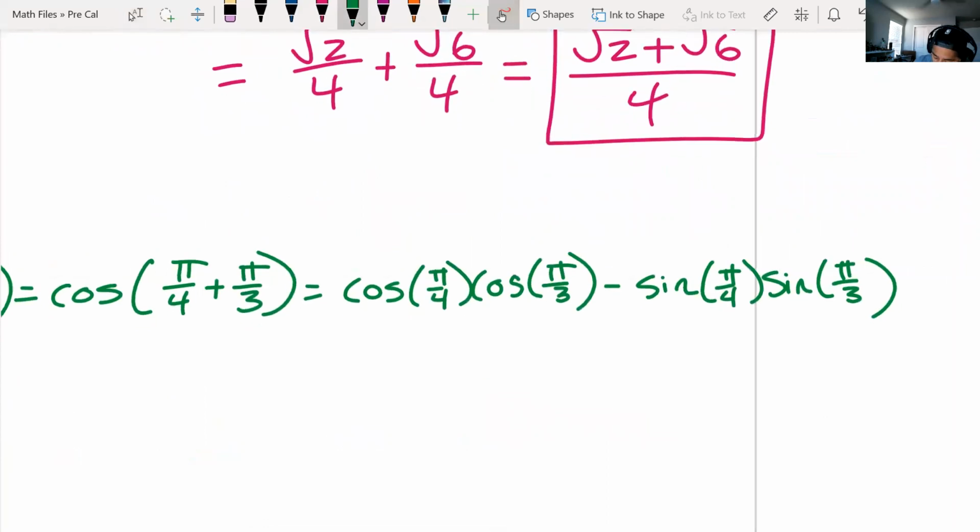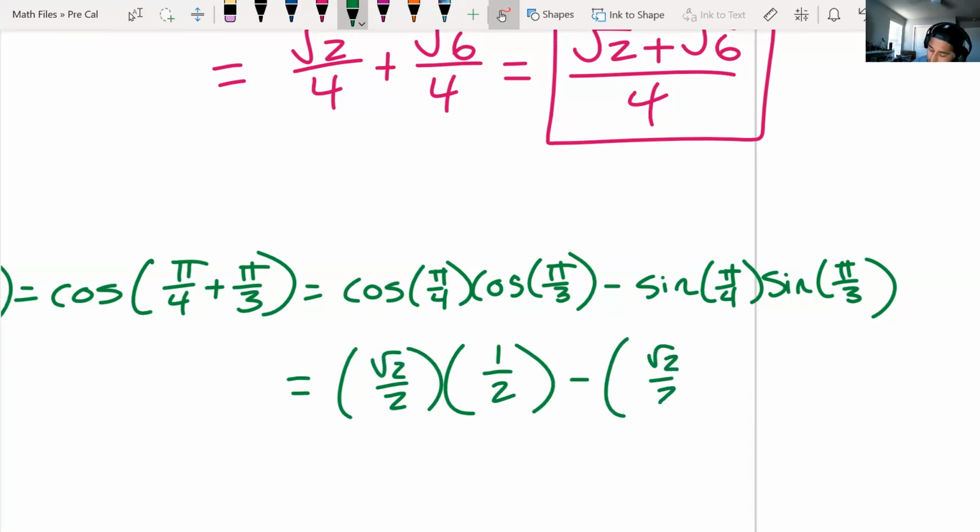Now let's use our unit circle. Cosine of pi over 4, what is that? Square root of 2 over 2. Cosine pi over 3? 1/2. 1/2 minus sine of pi over 4? Square root 2 over 2. And sine of pi over 3? Square root of 3 over 2. Bam.